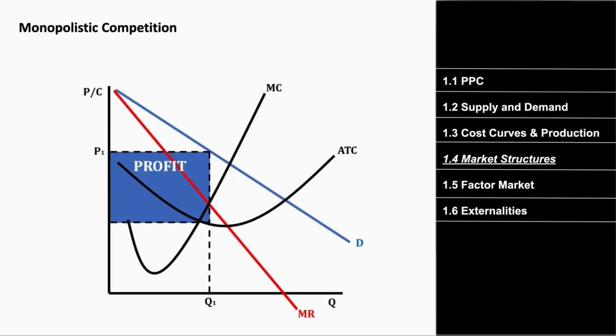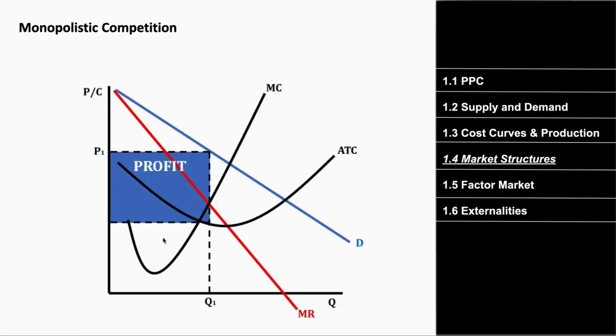Then monopolistic competition, at least on the graph, is very similar to monopoly. Demand, marginal revenue is below demand, marginal cost, average total cost. The difference here is that a monopolistic competition eventually becomes perfect competition. Why is this? Because monopolistic competition is kind of in between a monopoly and perfect competition. Monopoly, there's one firm. Perfect competition, there's thousands. Monopolistic competition's in between.